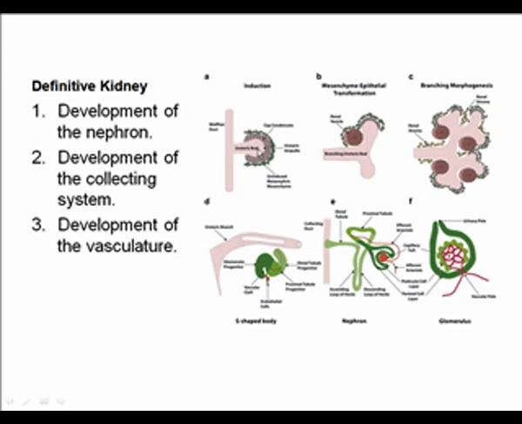What we're going to talk about is the mesonephric duct giving rise to the ureteric bud and the interaction of that ureteric bud with the mesenchyme, which is here called the metanephric mesenchyme or the metanephrogenic blastema. In addition to talking about the development of the nephron and the collecting system, we also need to talk about the development of the vasculature, because blood vessels will have to invade this tissue as capillary networks.